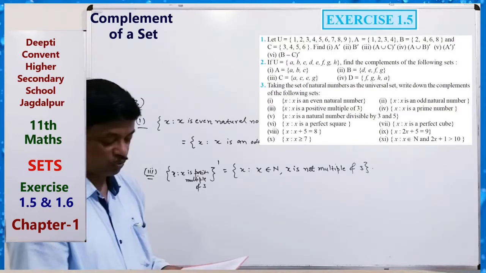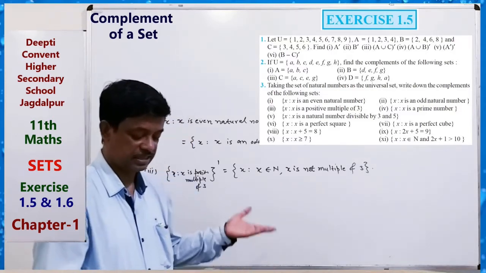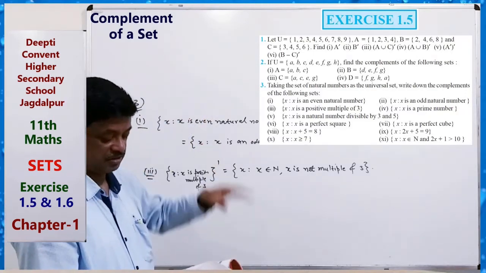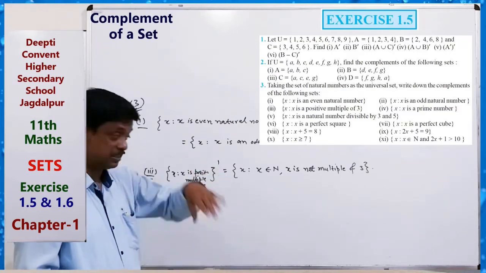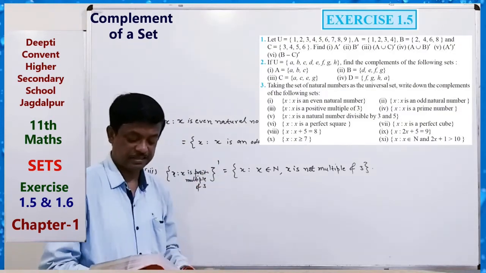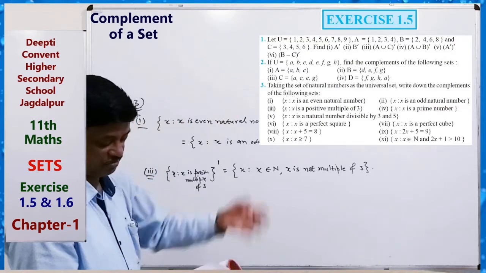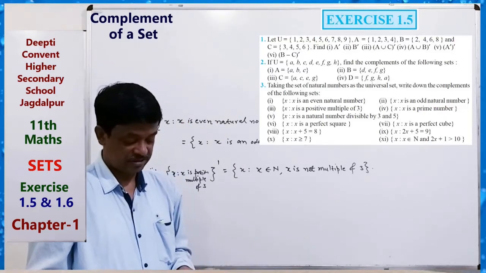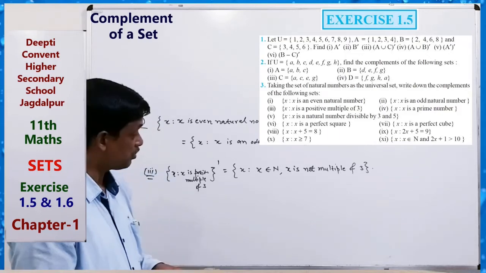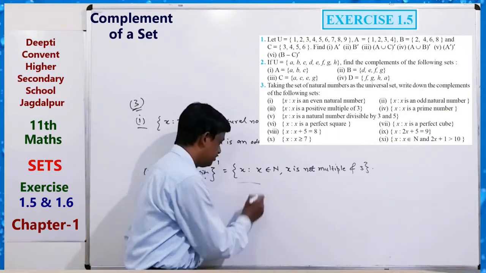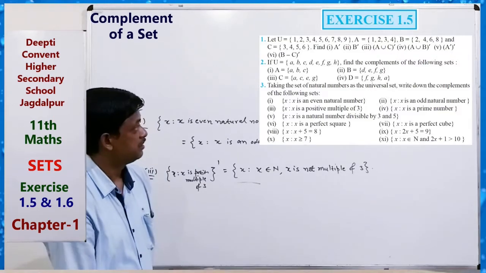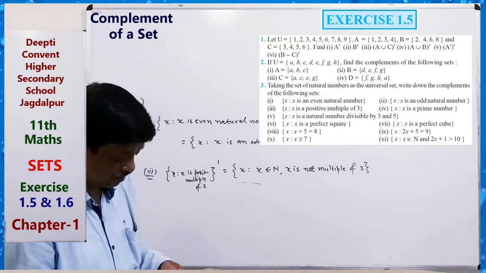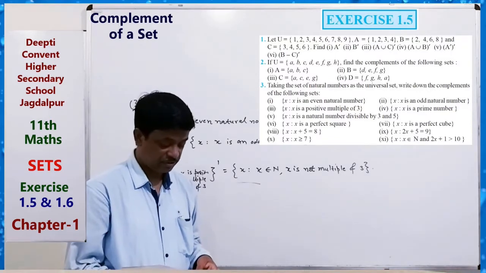So x greater than 9 by 2, so x is less than or equal to 9 by 2. Complement, other number: x is a natural number such that x is less than 9 by 2. So that will be the complements of all the sets. Or you have to write in set builder form. So try to write, and systematically write all the answers in your copy. Okay.